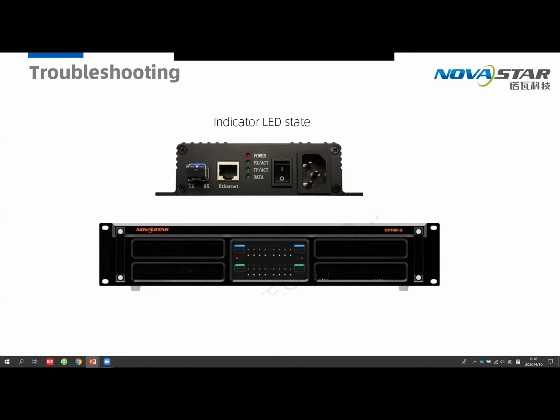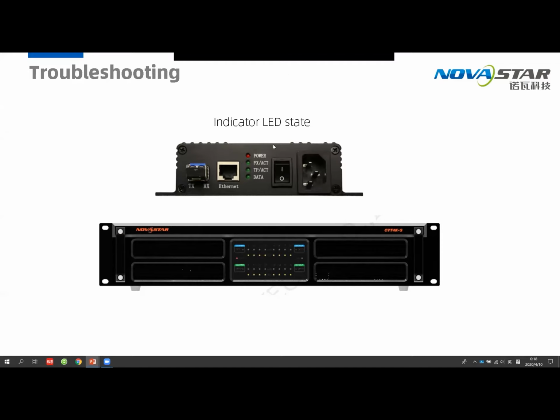So for example, for the CVT 310 or 320, it has 4 indicator lights. The first one is power, and the second is FX act. It means when the optic fiber communication between two converters is normal, the indicators at both sides are on. And when the communication has a problem, only one indicator is on or both indicators are off.